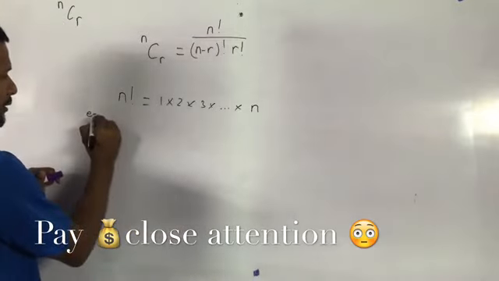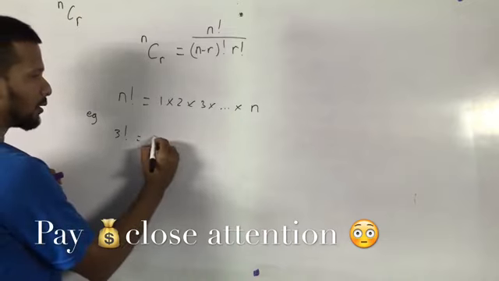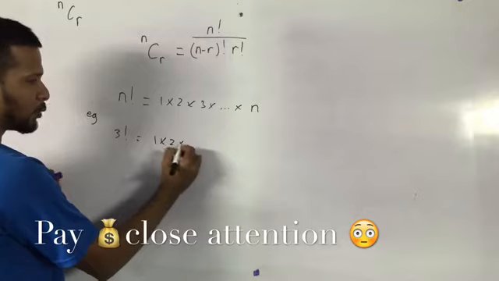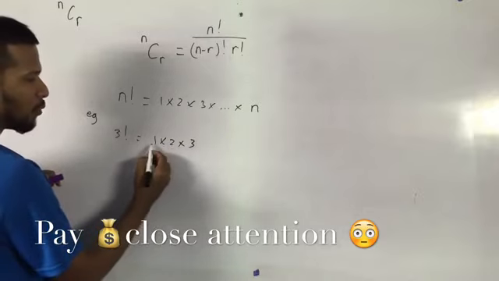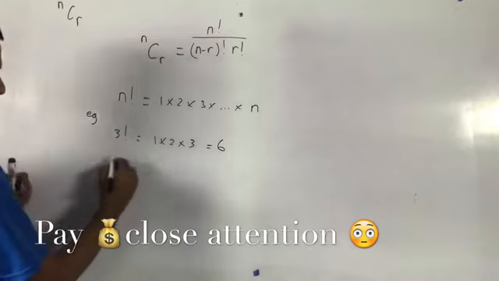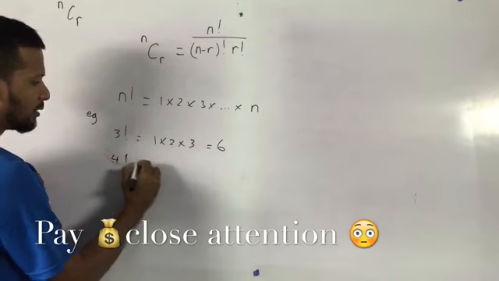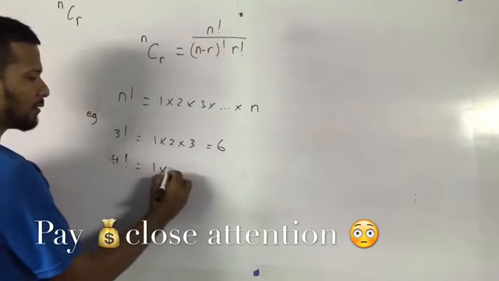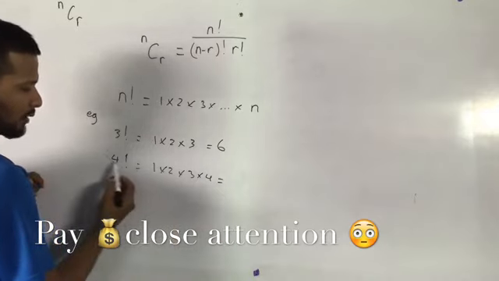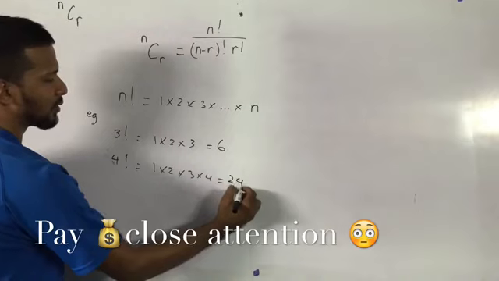Okay? So for example, what is 3 factorial? 3 factorial is all the values from 1 until n, which is 1 by 2. In this case, n is 3. So 1 by 2 by 3 is 6. Try the next one. 4 factorial. Same thing. 1 by 2 by 3 by 4. So from 1 until 4. This is 2 by 6 by 4, which is 24.